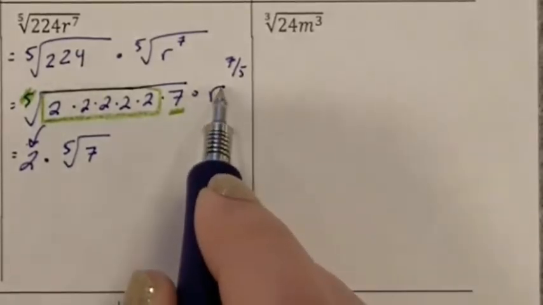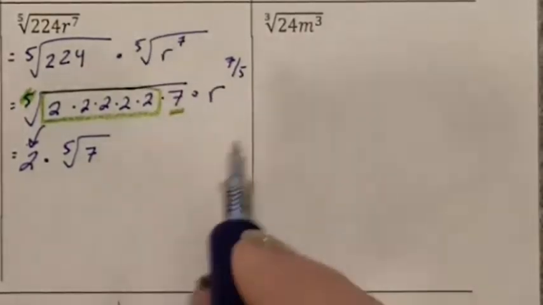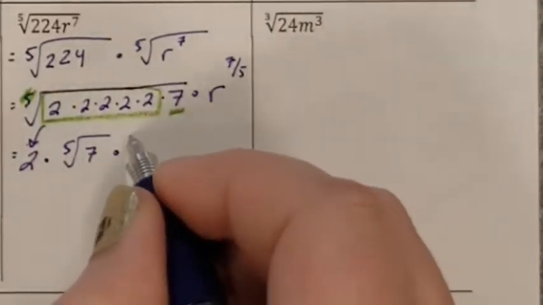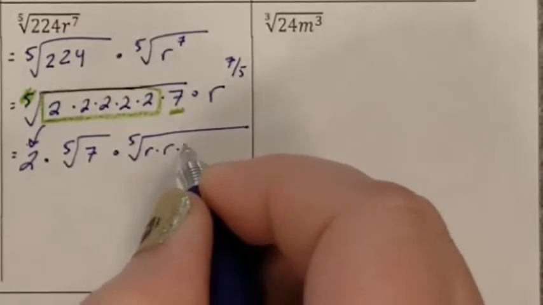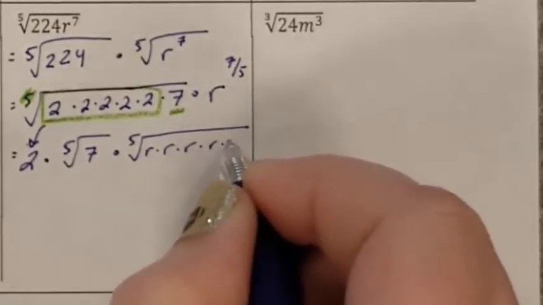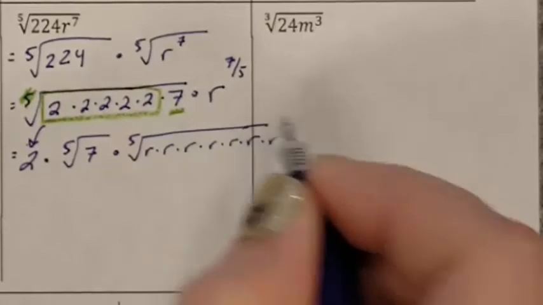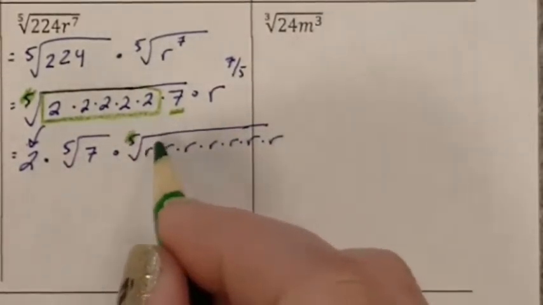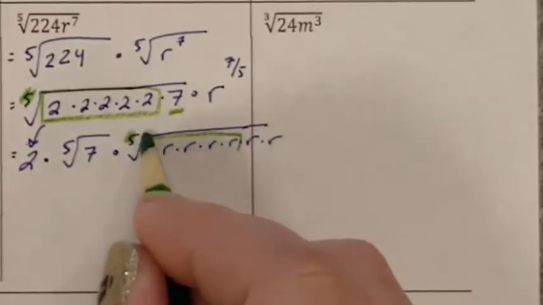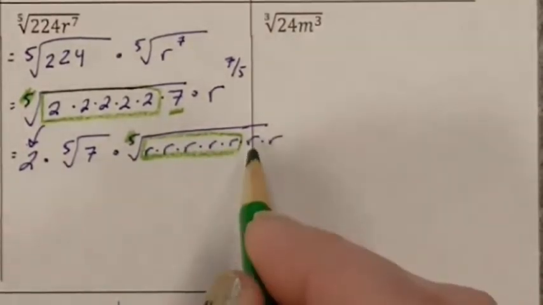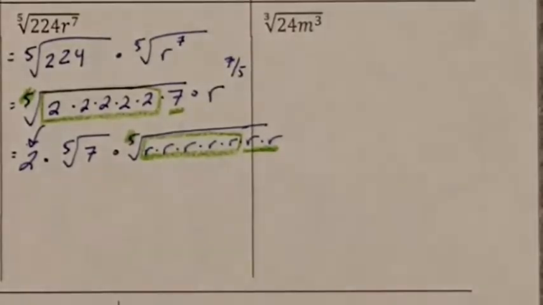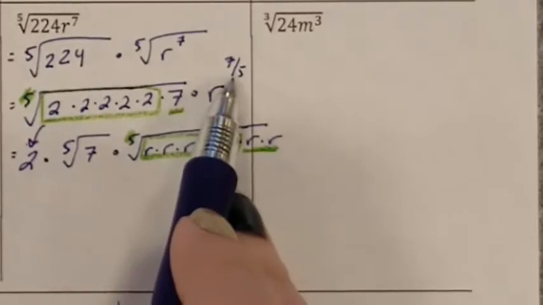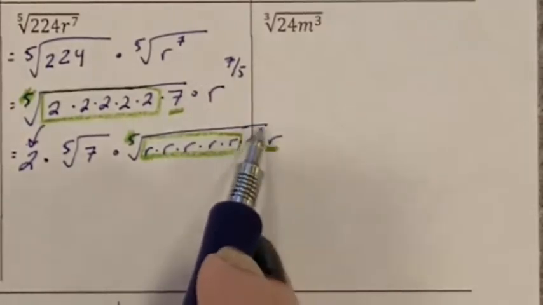Let's actually look at what these mean to see if we could figure out another way to simplify it. So this meant I had r 7 times inside my radical. 1, 2, 3, 4, 5, 6, 7. Because your root was 5, that meant 1, 2, 3, 4, 5. These 5 grouped together and they could escape. These 2 were not. Another way to see that is 7 divided by 5 is 1 and 2 remainder.